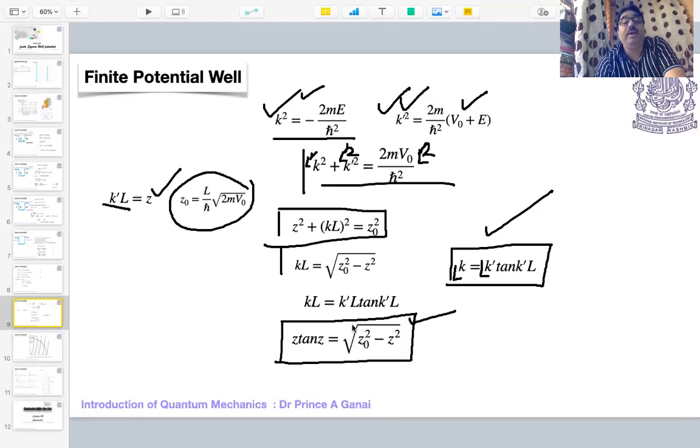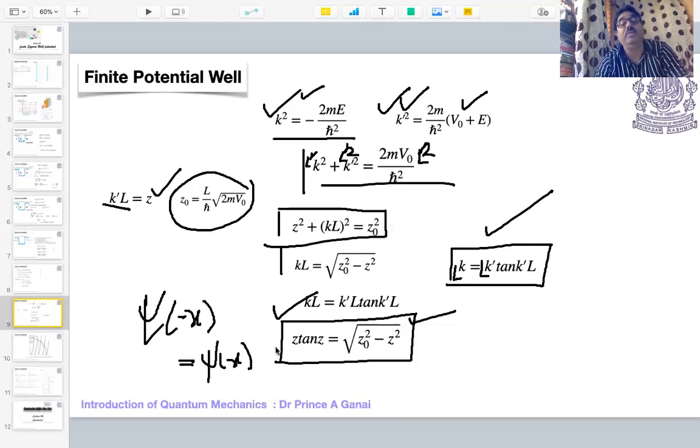Also keep in mind, this was what we obtained for the even wave function, when we assumed that psi of minus x is equal to psi of x. This is what we imposed. And if we take odd solutions, we write psi of minus x is minus psi of x, then we'll get minus Z cot Z of the same form. That can be easily seen. You have to take those equations again and impose this restriction. You will get the other transcendental equation. So now let's try to understand graphically what we get.